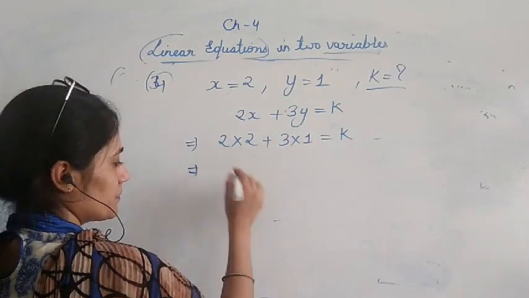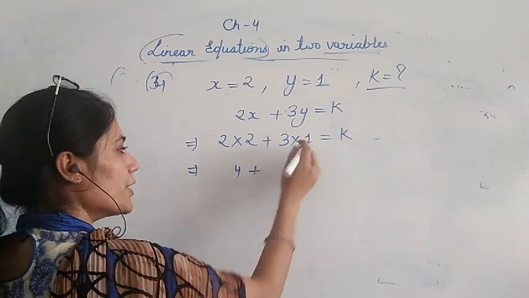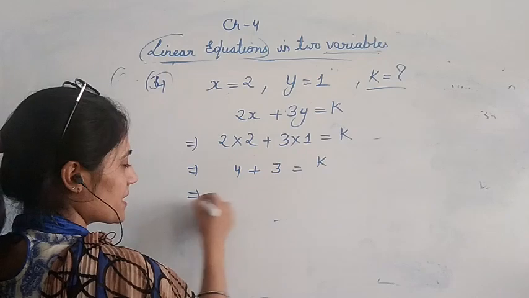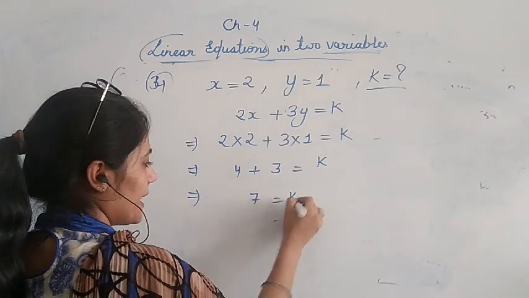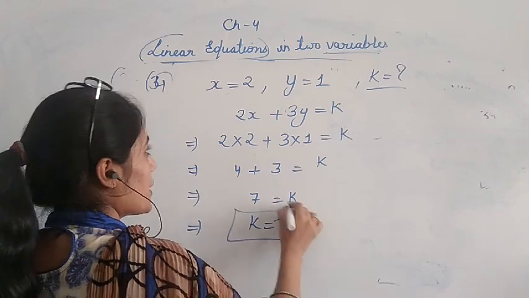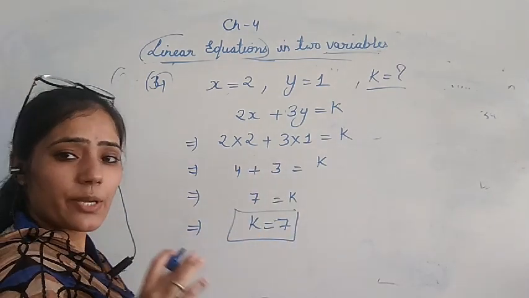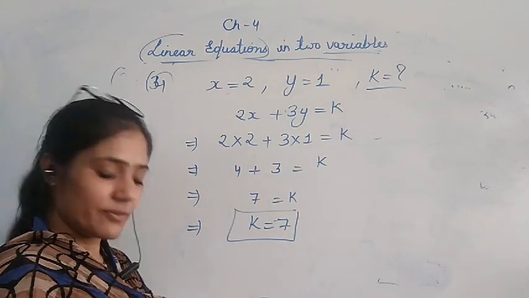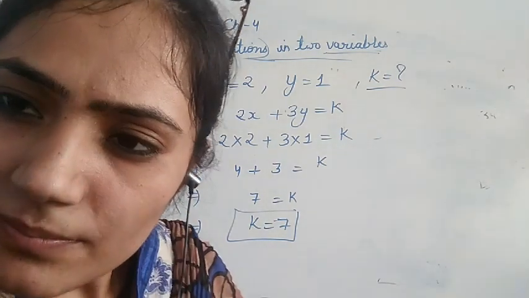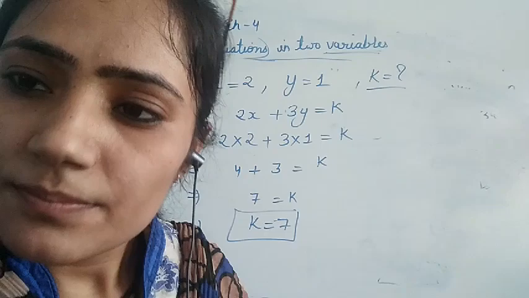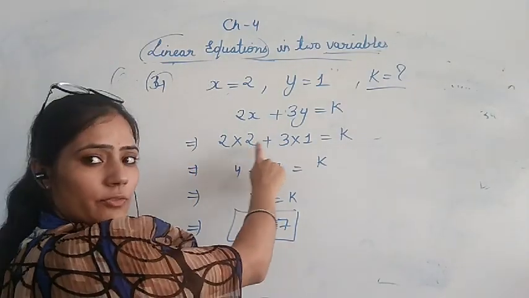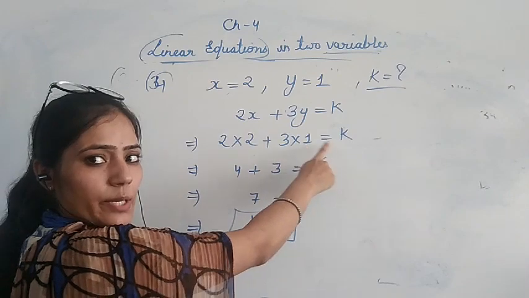2 into 2, 4, plus 3 into 1, 3 equal to k. Okay, 4 plus 3, 7 equal to k. It means what value did I get of k? 7. So in this equation, I got the value of k equal to 7.